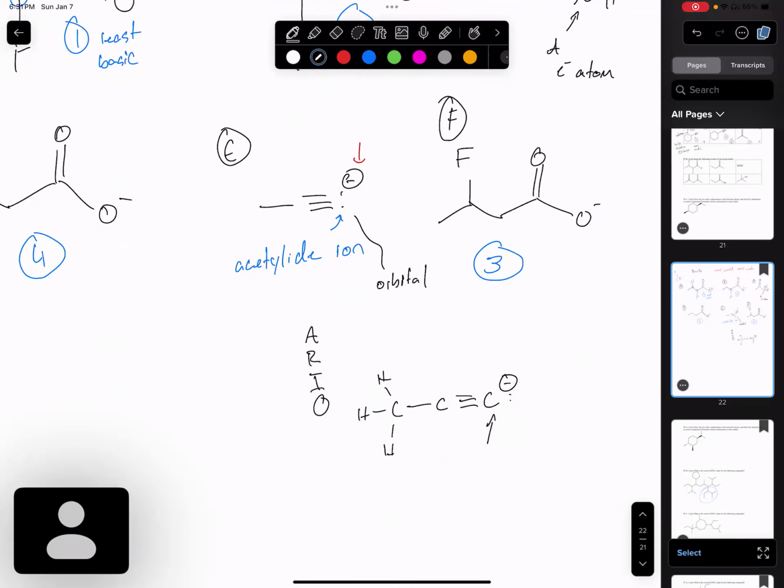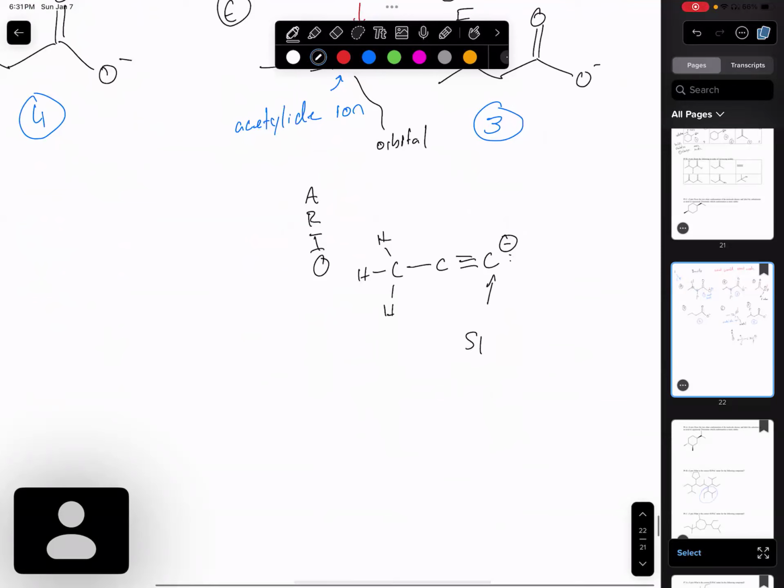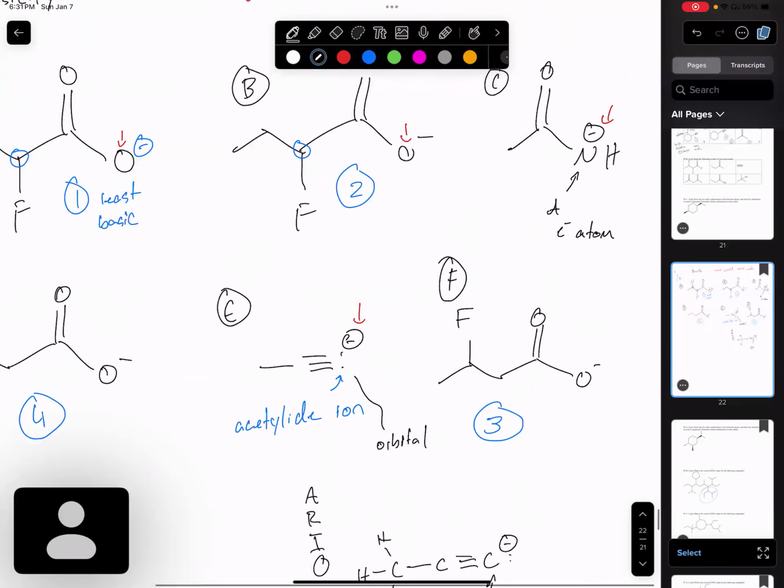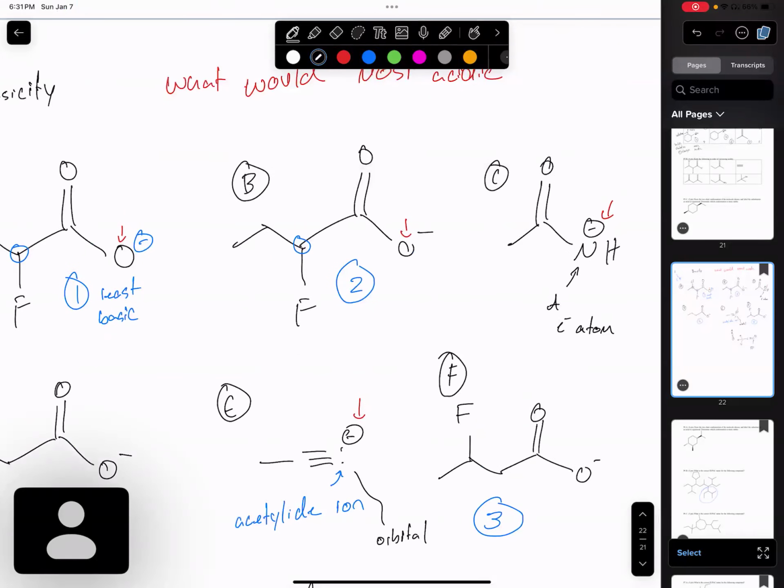SP, correct. And what did you guys learn about SP? It's the most acidic. Why is it most acidic? Least distance from the nucleus. Correct. So having that in mind, what do you think takes more priority, the electronegative atom or the orbital? What would be better stabilized? Orbital, correct.